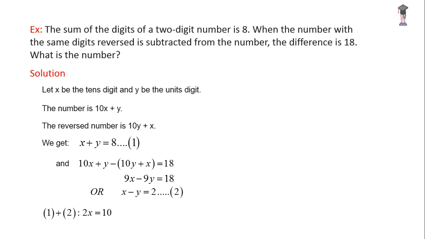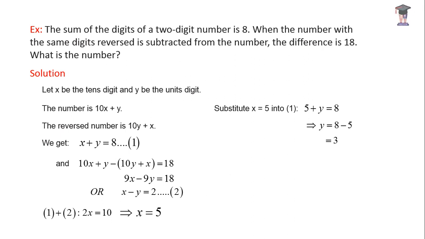So we take 1 plus 2, so 2x equal 10. It's implied x equal to 5. Now we intend to find out y. We substitute x equal 5 into 1. So we get 5 plus y equal 8. It's implied y equal 8 minus 5 equal to 3.